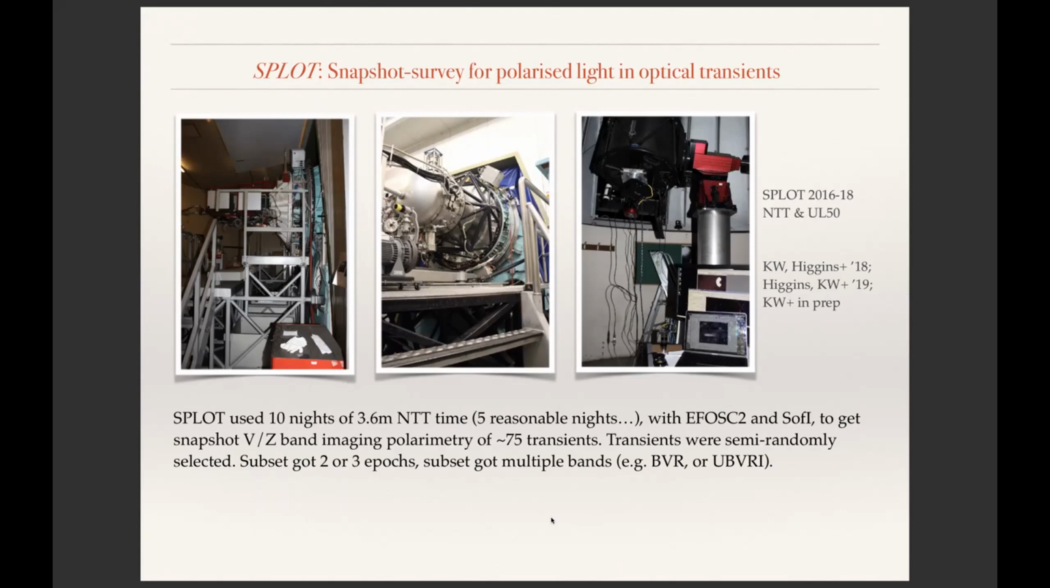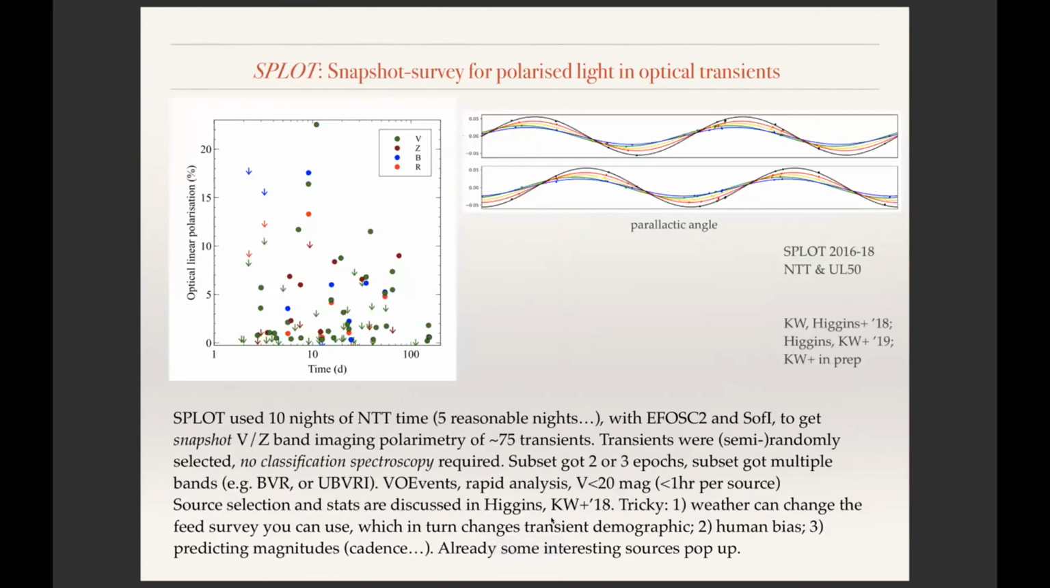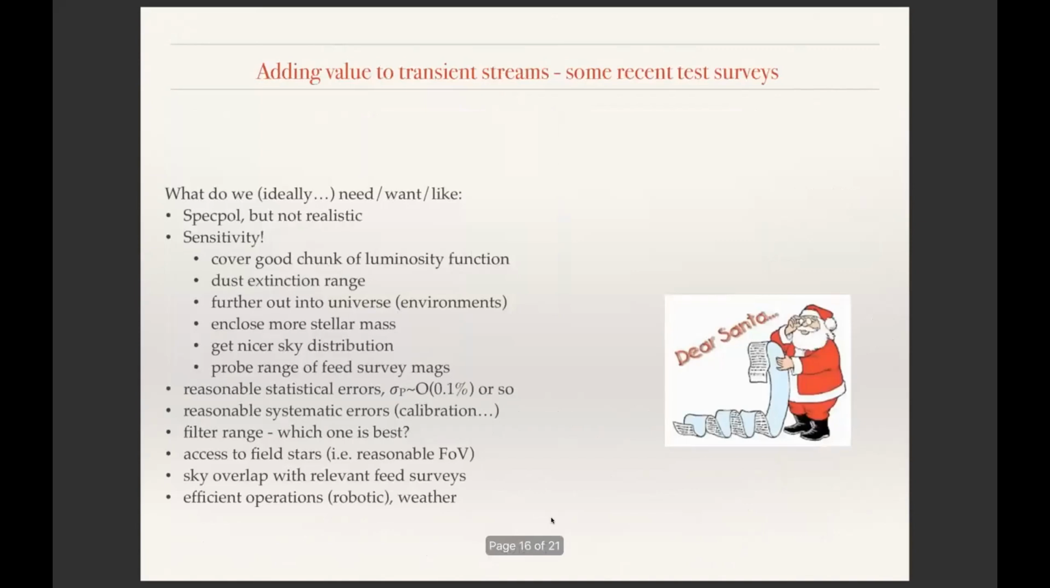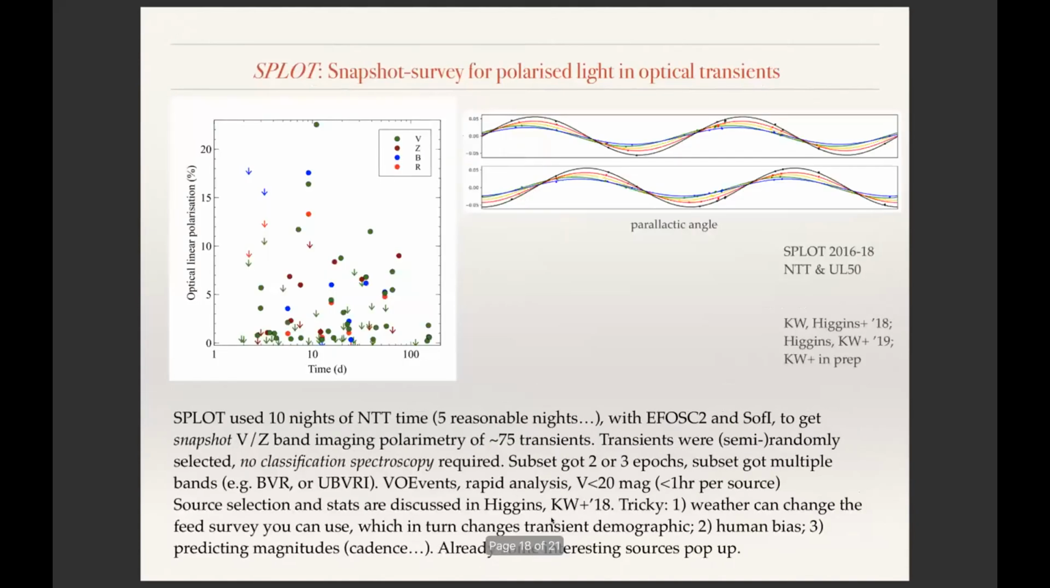They were randomly chosen, more or less. I'll get to that later. A subset of them was observed twice or 3 times to check the effect of that. And a small set of them got multiple bands as well, BVR or UBVRI, or in some cases RSZ. On the left, you can see the resulting polarimetry that we got.